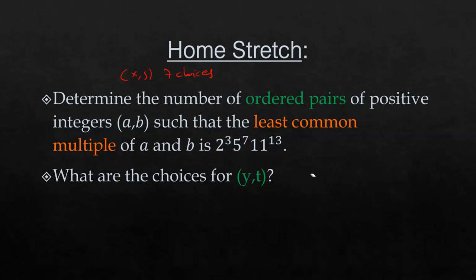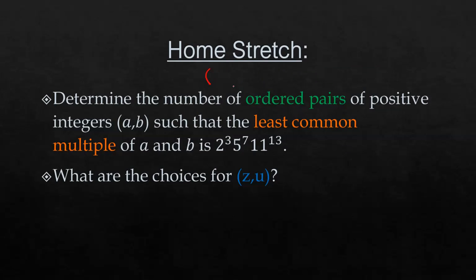So we have actually 7 choices for the powers of 2 in the pair, and we have 15 choices for the power of 5. And for the power of 11, it is 27. We have 2 times 13 plus 1, which is 27. So actually, what we have figured out so far is all of the pairs.